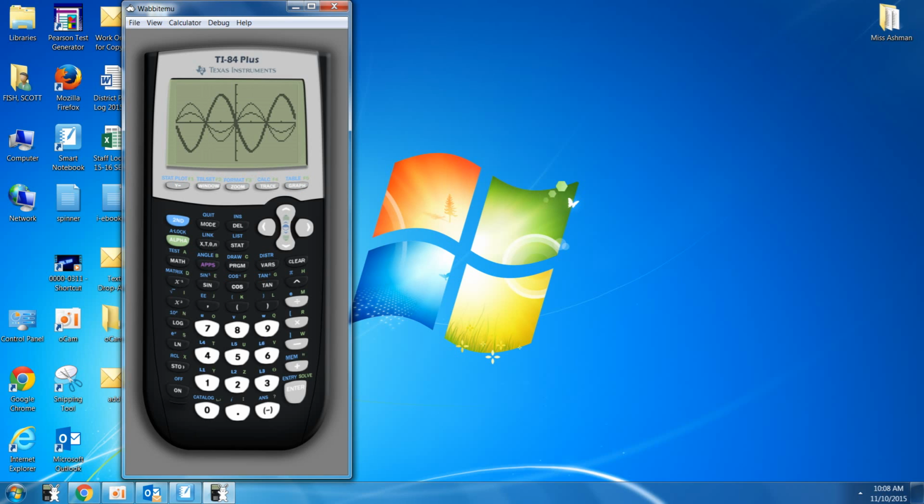Thinking about the amplitude of each of these, the first graph had an amplitude of 1, the second one had an amplitude of 2, the third one has an amplitude of 3. Amplitude is always positive. It's the distance between the middle axis, called the sinusoidal axis, and the minimum point or the maximum point.